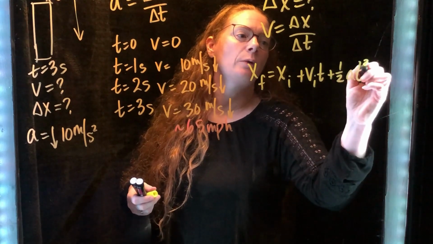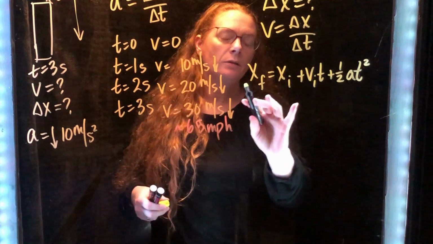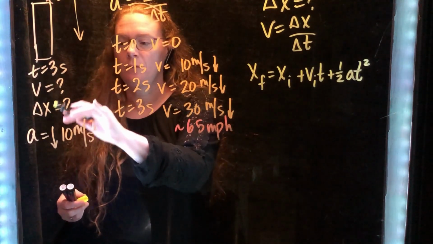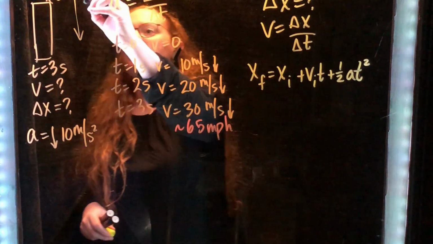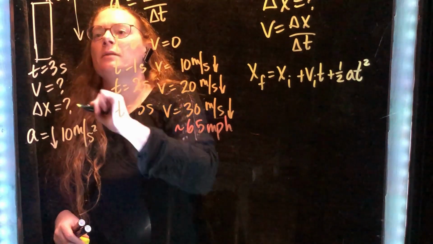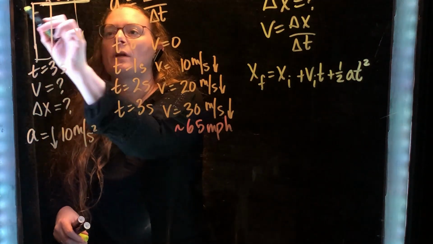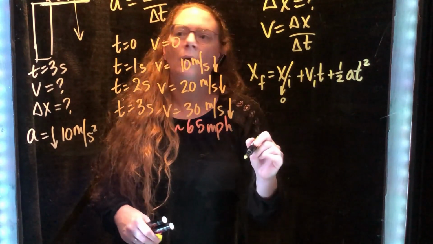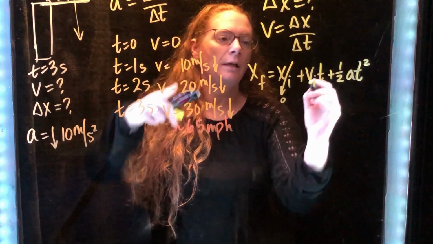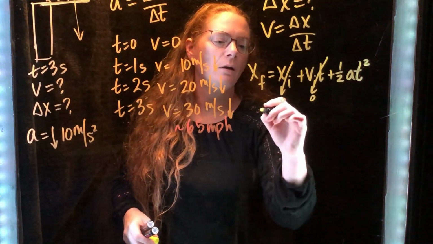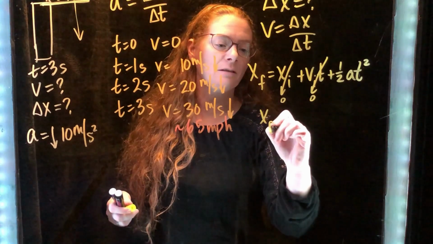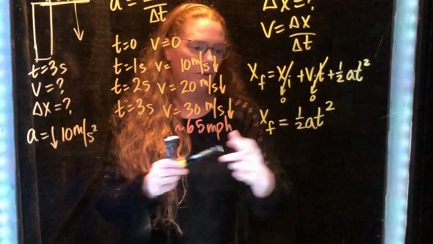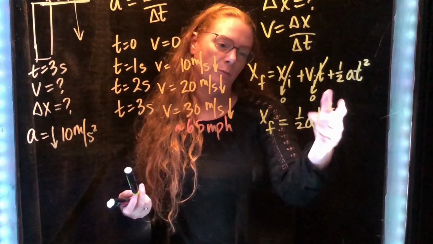1/2 a t squared. All right, so this is the long one, and we want to know how far it's gone. We want to know what the change in position is. Well, I'm going to say this is position 0. So I'm going to say this is my origin right here where we drop it, which means that this is 0. And I also know that the initial velocity is 0. All right, so for something that's being dropped at the origin, this equation just comes down to the final position is 1/2 the acceleration times time squared.